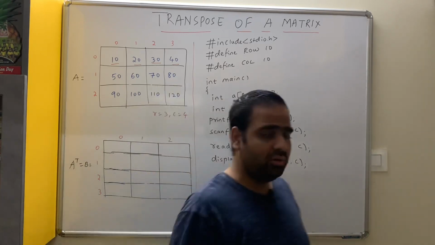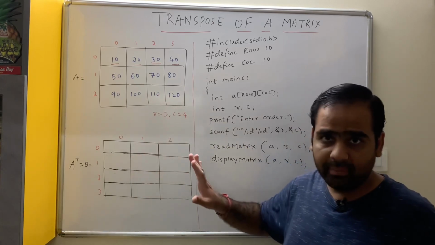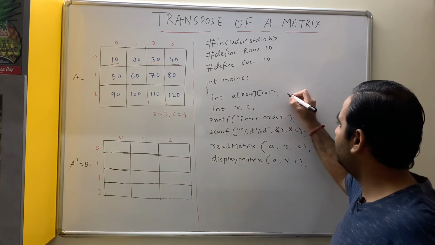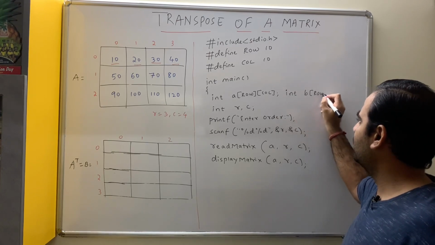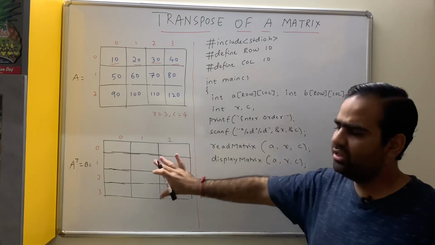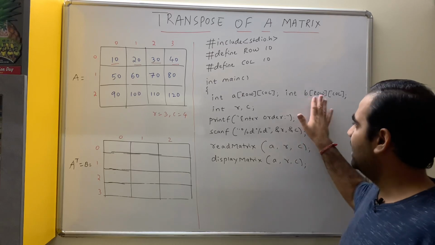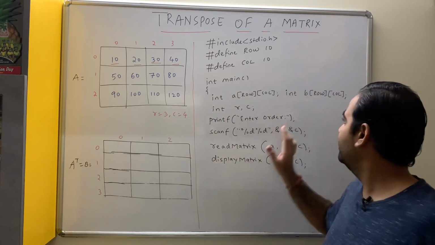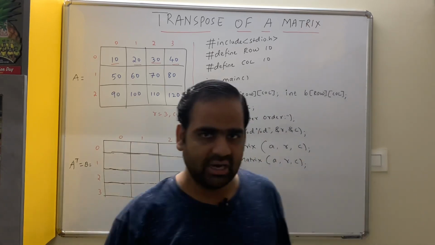Now I want to get the transpose of this matrix and store it in another matrix. Hence I need one more matrix. I am declaring it over here, int B of row cross column. This is again a matrix of order 10 cross 10. This is what I need, and I want to get the transpose here. Now this is B. Each and every value is garbage.